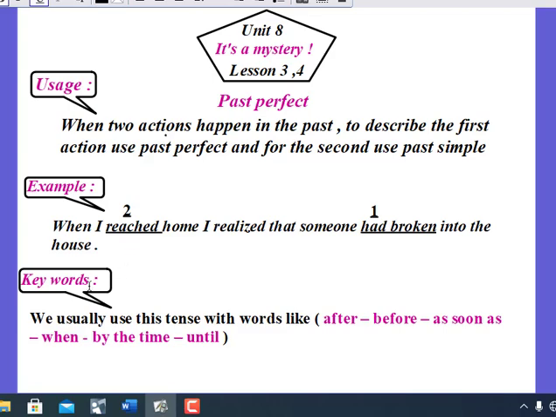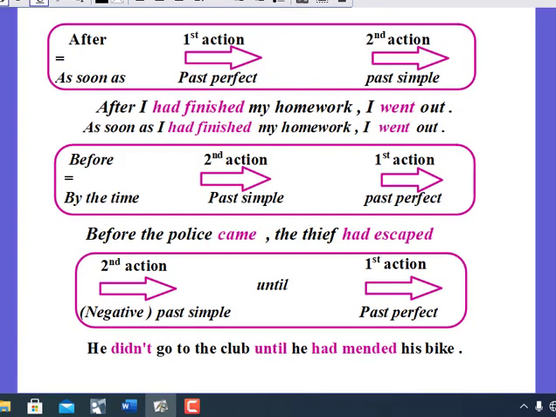Keywords for the past perfect: we usually use after, before, as soon as, when, by the time, and until. Now let's see the keywords and how you can use them. After equals as soon as. So here we have A for after and A for as soon as. Keep it like that: A for A and A, after and as soon as.